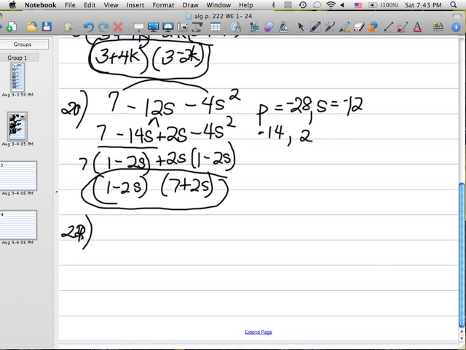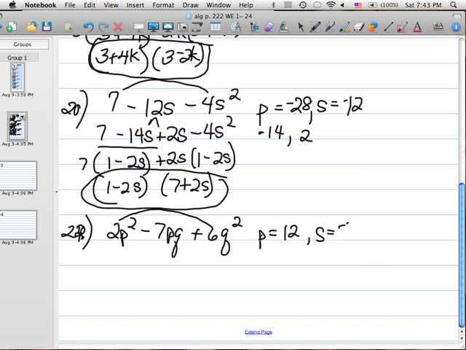Excuse me, 22. You have 2p squared minus 7pq plus 6q squared. Multiply the 2 and the 6 together, and the product has to be positive 12, and the sum has to be negative 7. So the two numbers that would work would be 3 and 4, and they both would have to be negative.